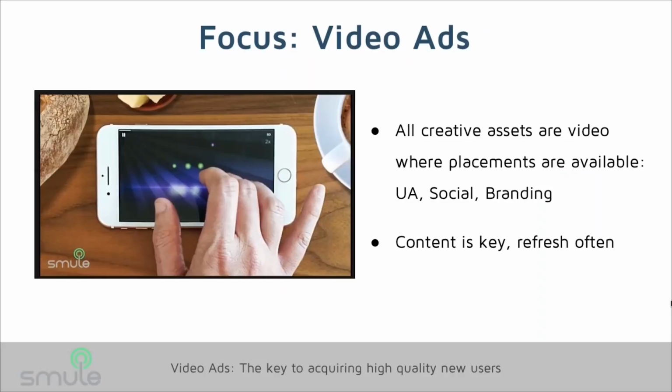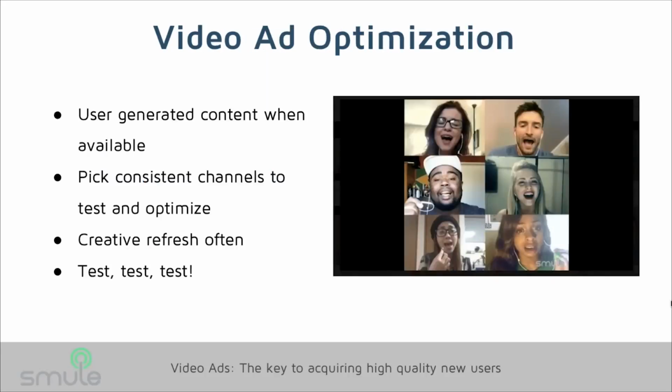So to dive right into the video ads, Smeal really uses almost 100% creative assets where the placement is available in all UA, social, and branding placements. And really, we have very streamlined creative testing and tracking, which is a huge part of our UA strategy and optimization. As an overall big picture, content is key, and refreshing your creatives often is a big overarching theme here.